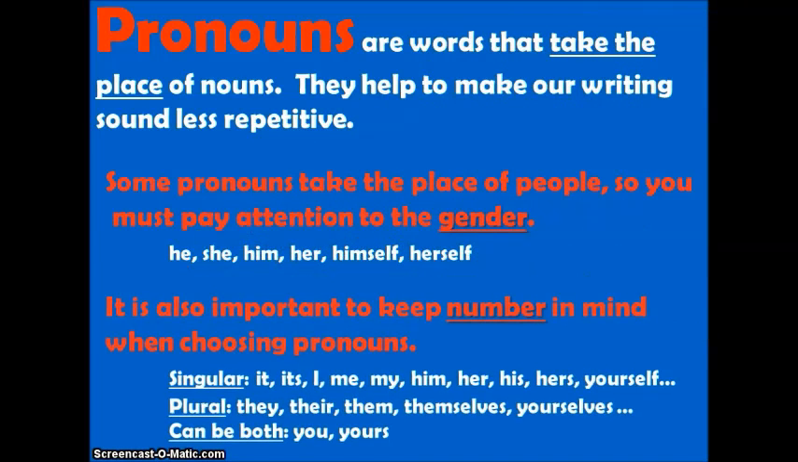It's also important to keep number in mind when choosing pronouns. Some pronouns are singular. They refer to one person, place, thing, or idea. Plural pronouns refer to multiple, and some can be both. For example, the pronouns you or yours can be used to refer to one person or a group.